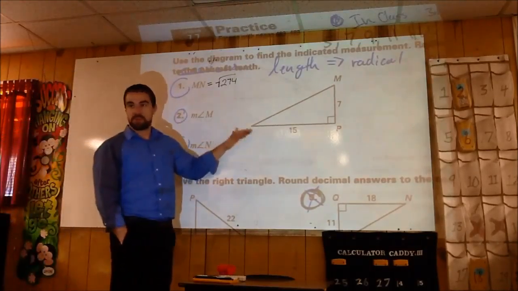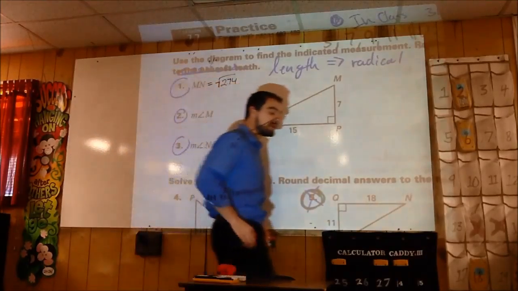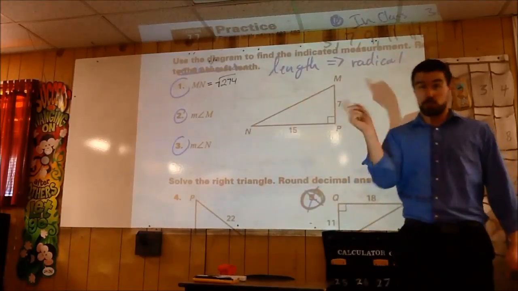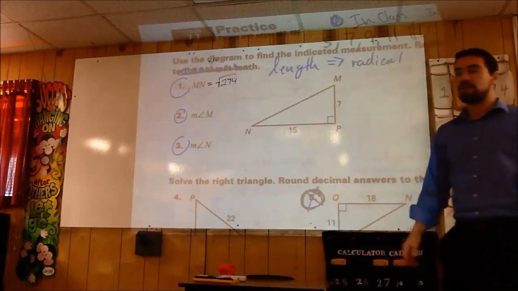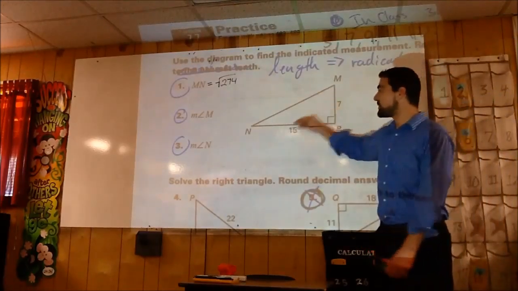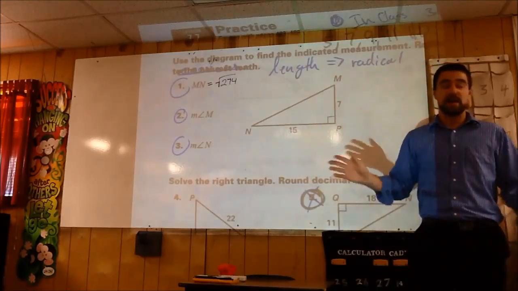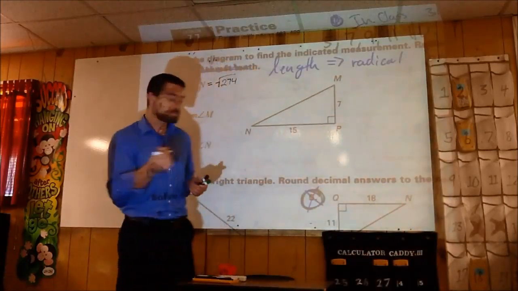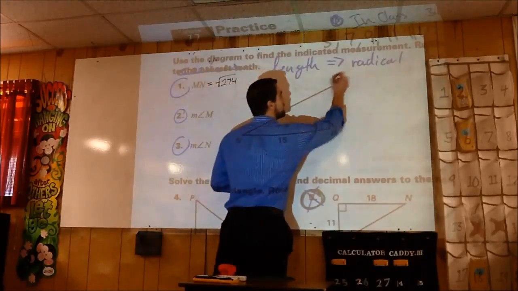Always use what is printed on the piece of paper. I understand that we just found the length of segment MN and that we all agree it's the right answer. It is the square root of 274. But just please use what's printed on the piece of paper when you're trying to solve for any other angle measurement or any other side length. Always use what was given to you. Let's solve for the measure of angle M first.